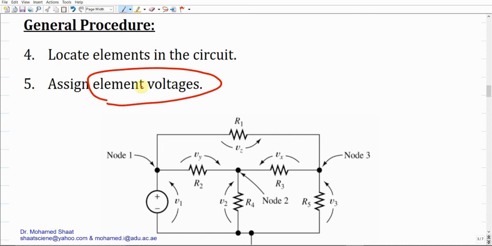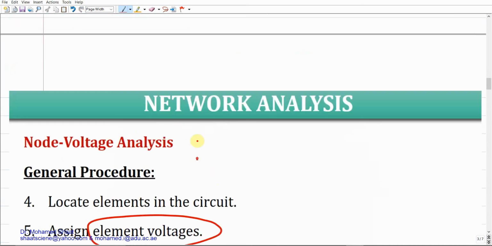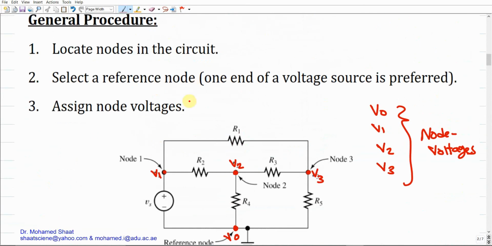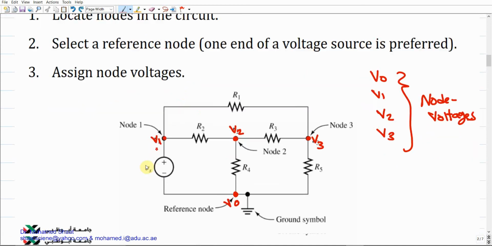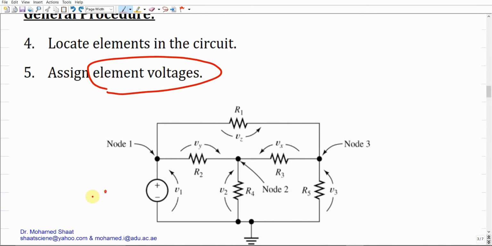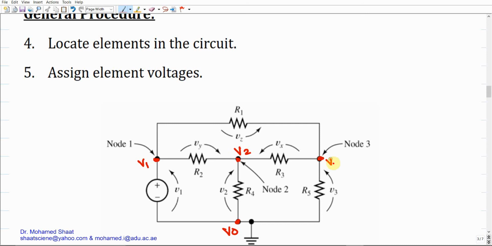The element voltage is different from the node voltage that we defined before. This is a node voltage. But here now we are talking about the element voltage. The node voltage that we defined is different from the element voltage. So what is the element voltage? For example, we defined here V1, and the voltage here was V0. And we defined here another voltage as V2. And there was here V3.